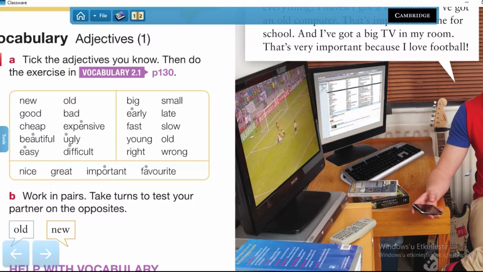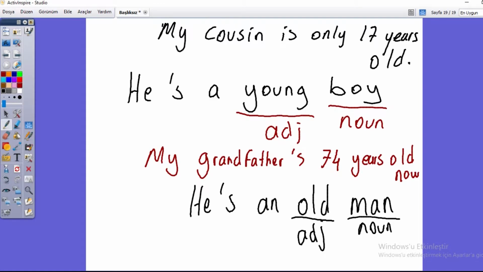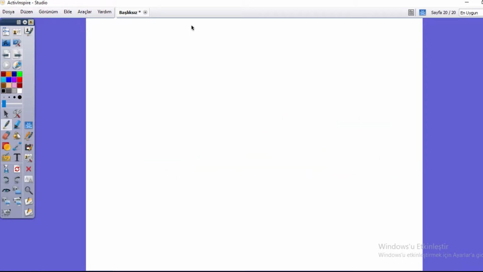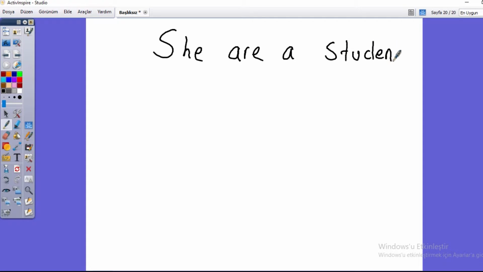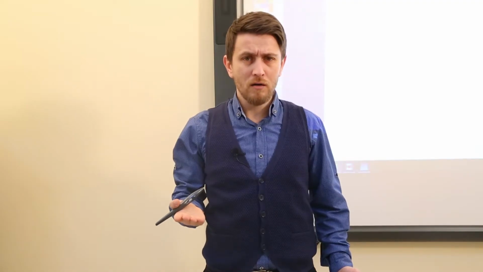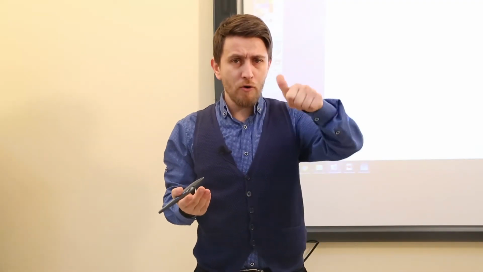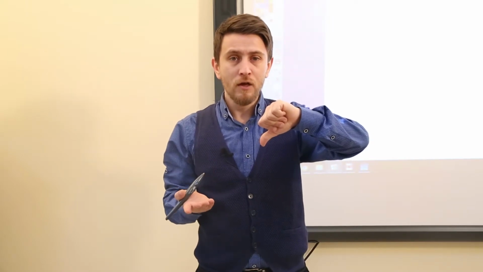Right and wrong. Let's give these examples. For example, she are a student. She are a student. Are. This is the right answer or wrong answer? Of course, we can't say she are. We must say she is. So here the are is the wrong answer.